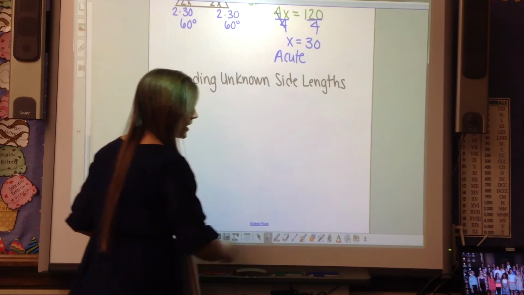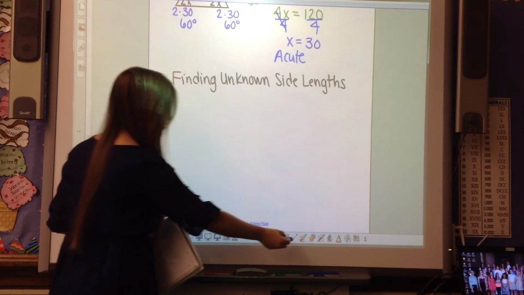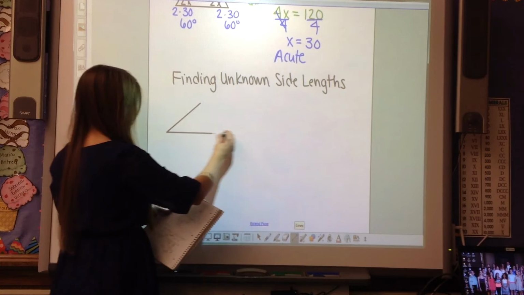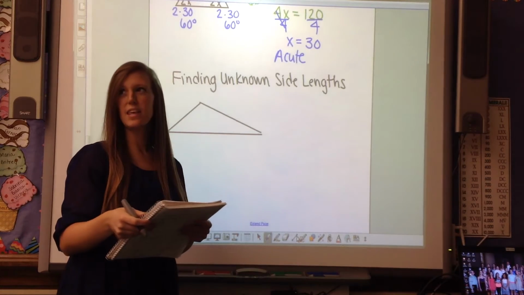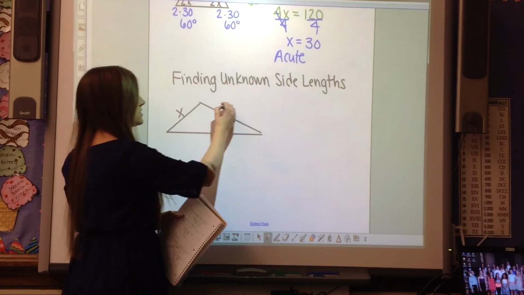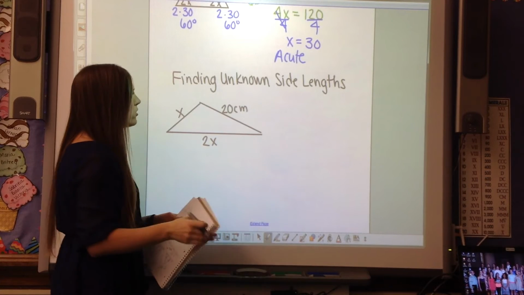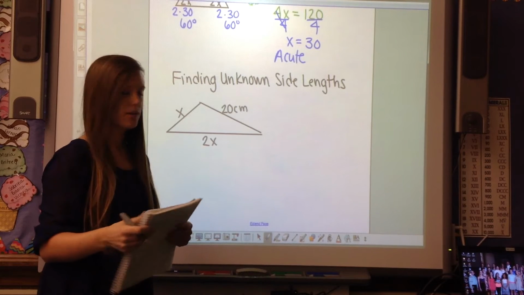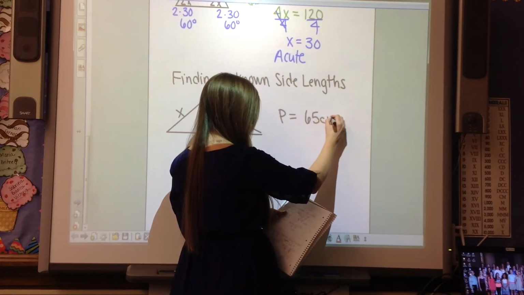and they're going to give you a triangle. Let's draw. But it's talking about the side lengths, not the angles anymore. So you're going to see numbers by the sides. And the only way to find unknown side lengths is if you know the perimeter of the triangle. And they're also going to give you that information. All triangles are going to have different perimeters.